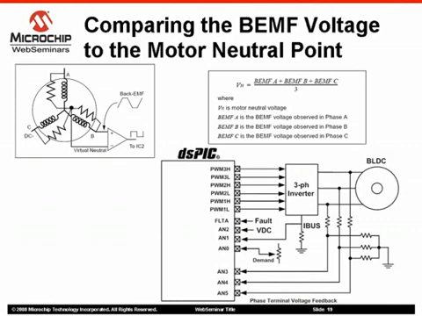The application node is based on the same principle. However, the neutral point is reconstructed by software. The neutral voltage is equal to the average of the back EMF signals. Then, the reconstructed motor neutral point is compared to each back EMF signal to determine the zero crossing event. A zero crossing event occurs when the back EMF signals are equal to the motor neutral point.